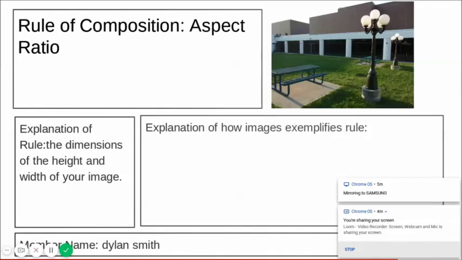Aspect ratio. Explanation of the rule: the dimensions of the height and width of your image.